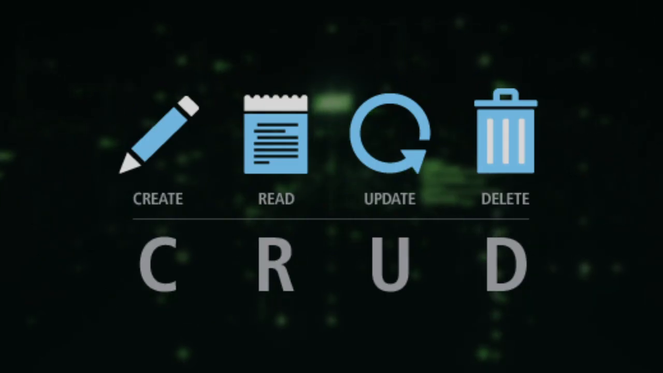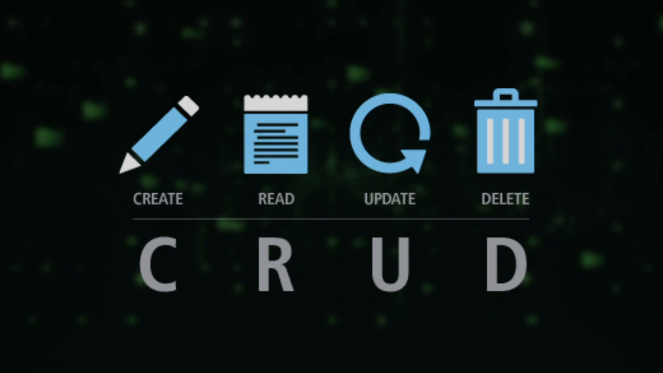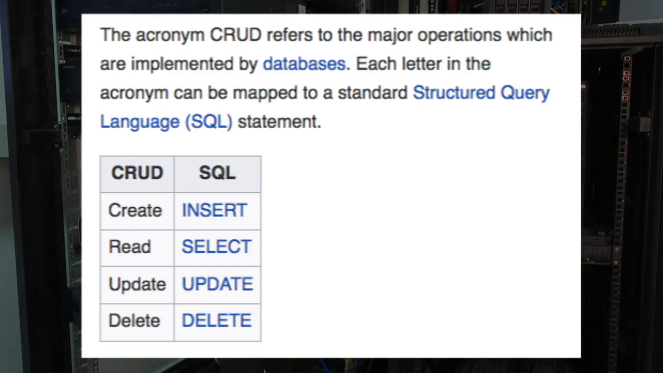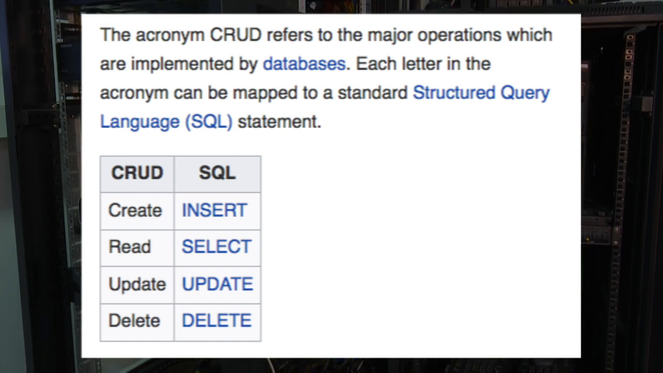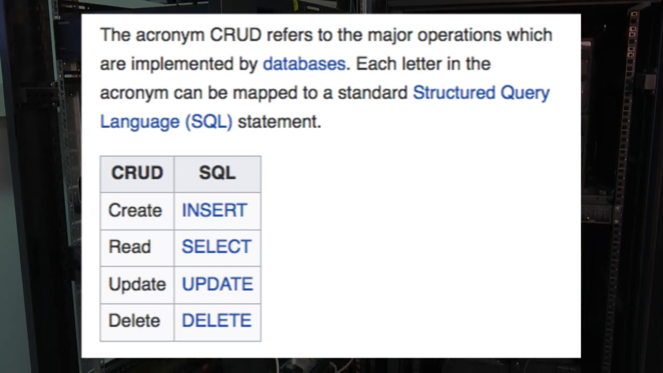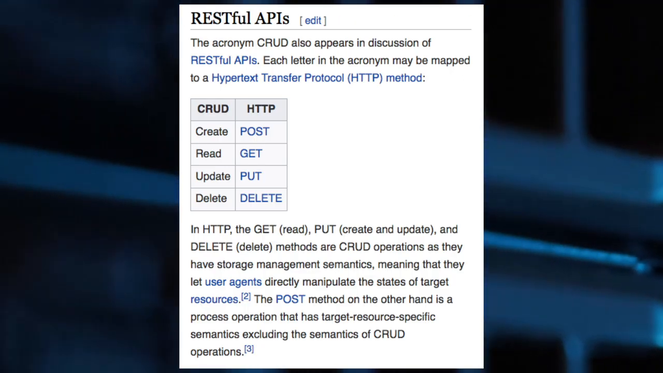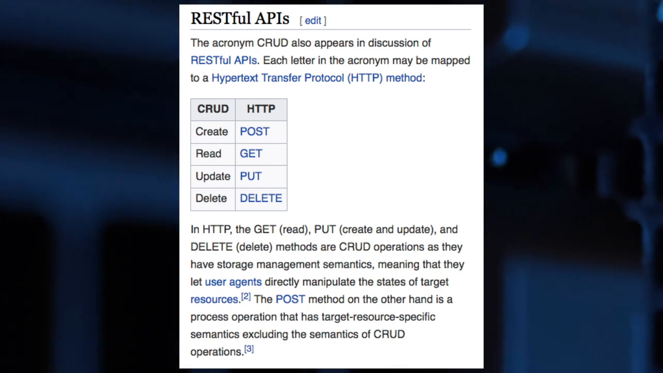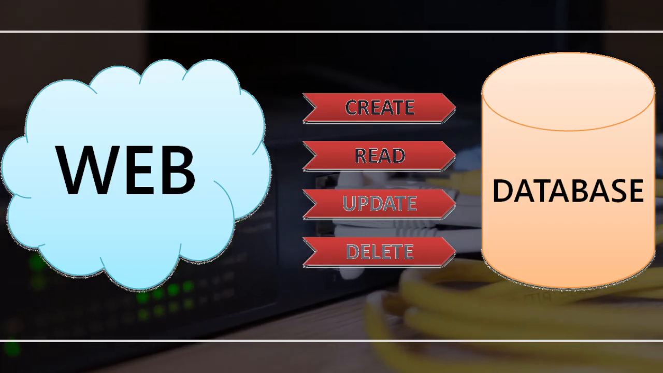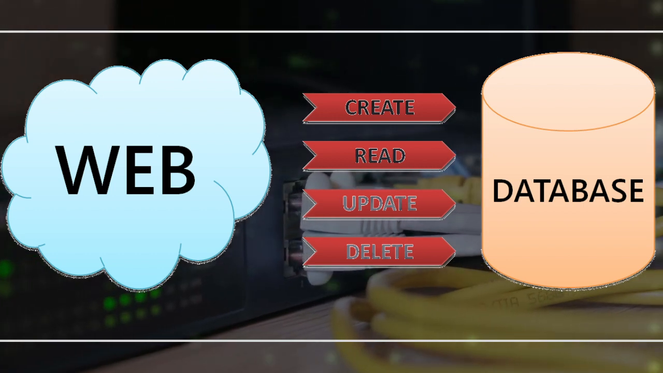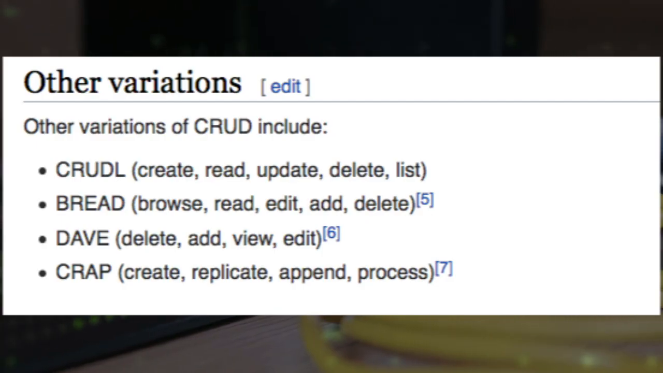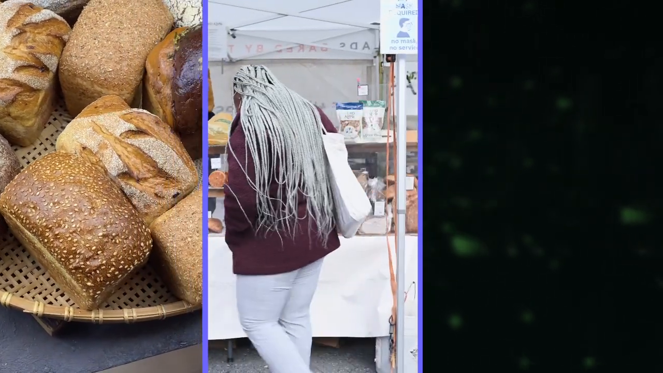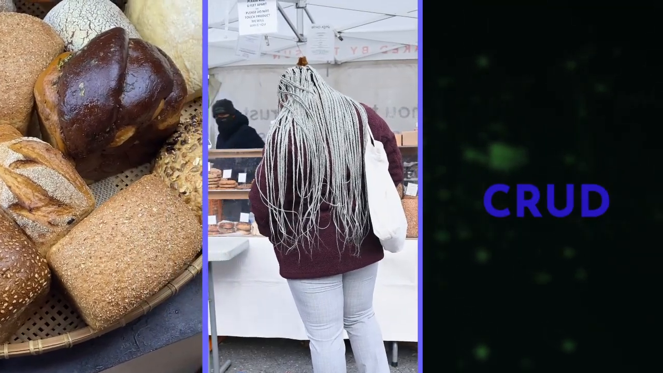CRUD describes the four basic operations of persistent storage: create, read, update, delete. This maps directly to SQL commands in databases to insert, select, update, delete. In REST APIs, this maps to HTTP methods: post, get, put, delete. While the CRUD acronym is the most popular, there are similar alternatives: CRUDL, BREAD, DAVE, and CRAP. But basically, you don't need any of Dave's crappy bread. You only need to remember CRUD.